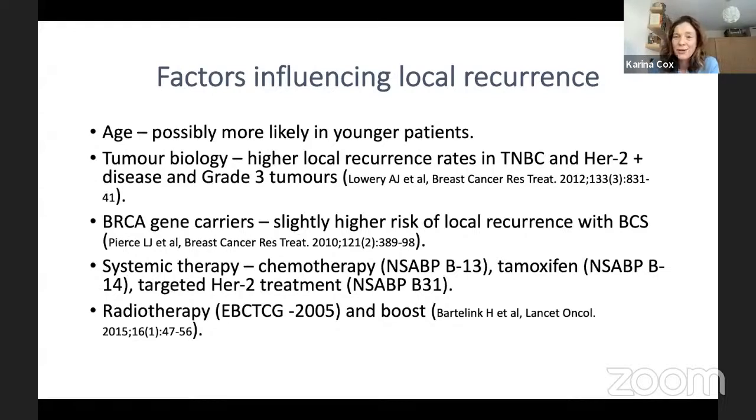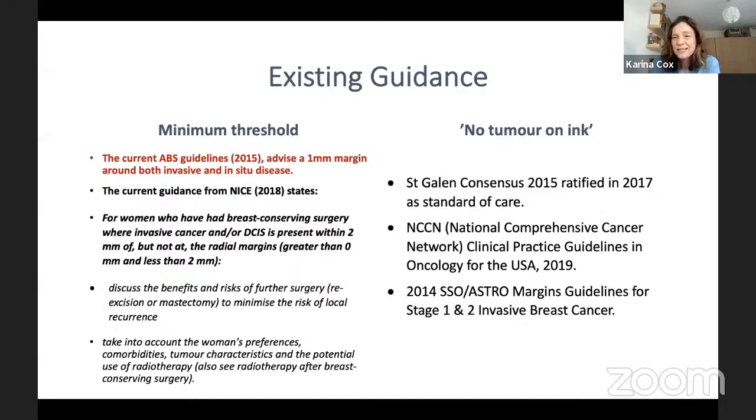But all of these things are coming together. And I think, as I alluded to slightly earlier, this is probably what is responsible for our local recurrence rates, because actually as surgeons, we're going narrower and narrower and narrower on our margins, but our local recurrence rates are not getting worse. So what guidance have we got out there at the moment for margins? In the UK, we've still got some quite old guidance from the Association of Breast Surgery, dating all the way back to 2015, which advises a 1 millimeter margin. That's around both invasive and pre-invasive disease.